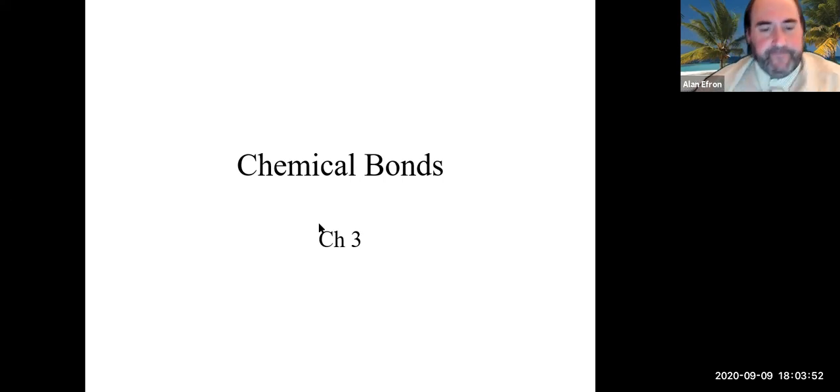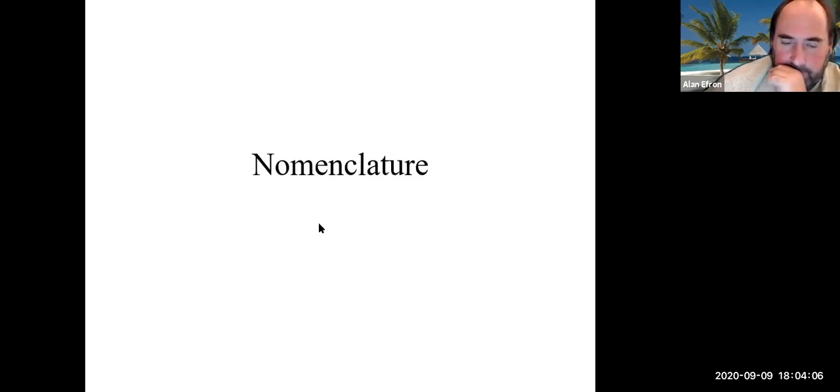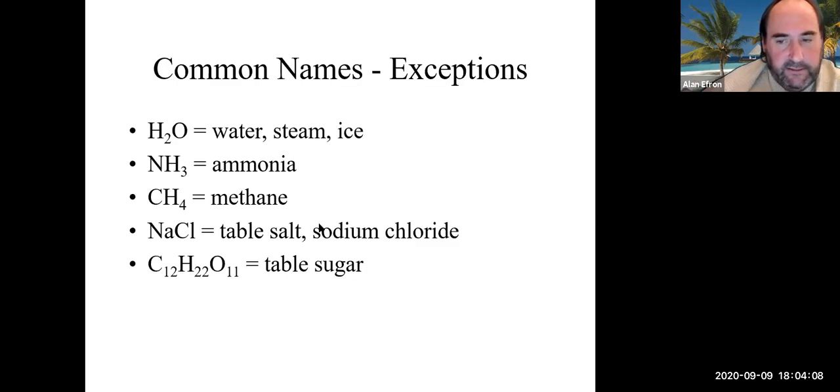All right. So we're going to talk about chemical bonding in this chapter. We're also going to talk about nomenclature, which is naming. So we're going to start with the naming part of it. So nomenclature really is just a fancy way of naming things. And there are certain things that have common names that we go by those common names. And here's a few of them on this page.